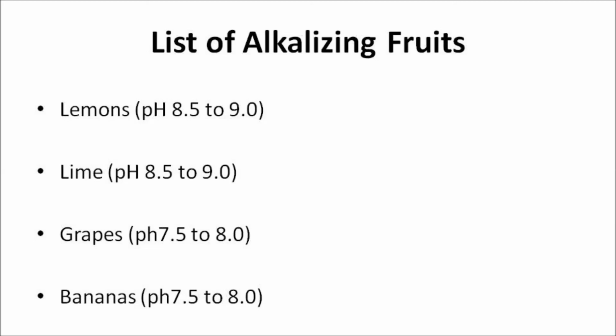Grapes are a very low alkaline forming food with a moderate alkaline pH level of 7.5 to 8.0. And bananas. They're a very low alkaline forming food with a moderate alkaline pH level of 7.5 to 8.0, and they also elevate the acid food of 5.0 in alkaline direction.